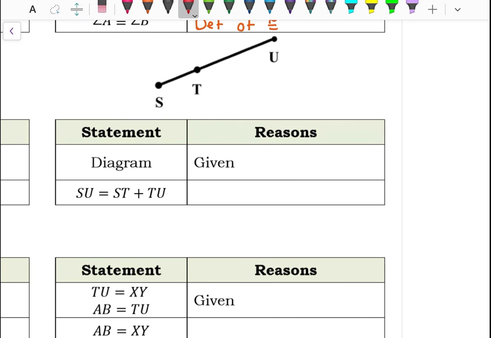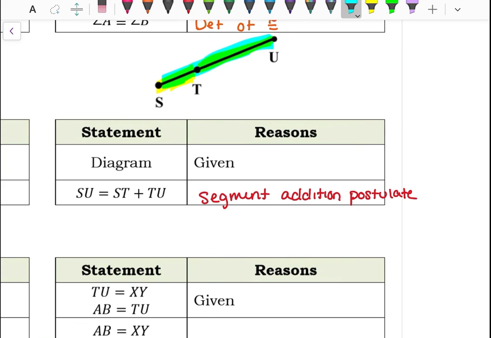Okay, next one. We have this diagram here that is our given. It says ST, TU, SU line. Here, in our second statement, we have SU is equal to ST plus TU. So our reason for that is going to be the segment addition postulate. The segment addition postulate, again, from way back when, says if you have two line segments like ST and TU, if you add them together, you can get the whole thing, which is exactly what happened in this case. We added two line segments together and we got the whole thing.